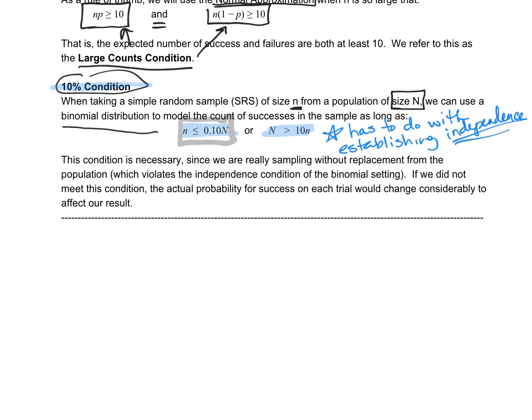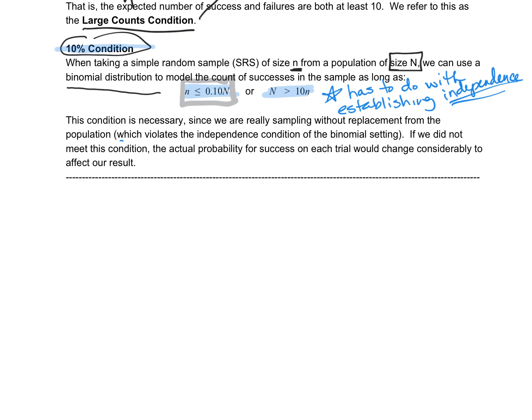It's now 1 out of what? 49, 48, 47. That decimal number starts being very different, doesn't it? So you can see that it does start to make a difference when you pull too many out, when your independence suffers. Notice what it says here: it violates the independence condition of the binomial setting. It says the actual probability of success on each trial would change considerably to affect our results.